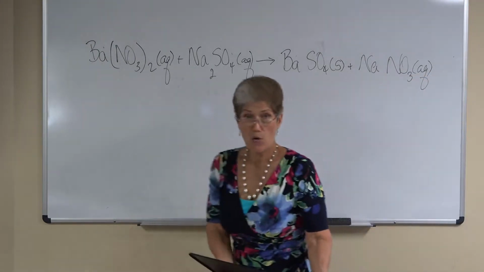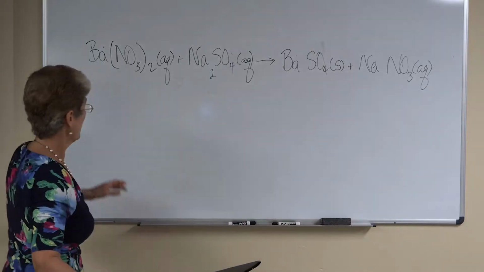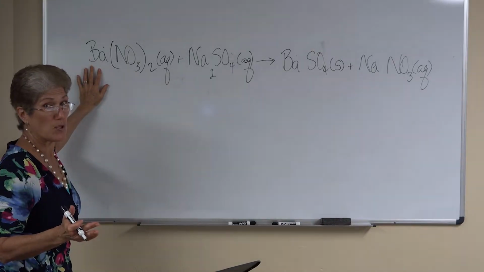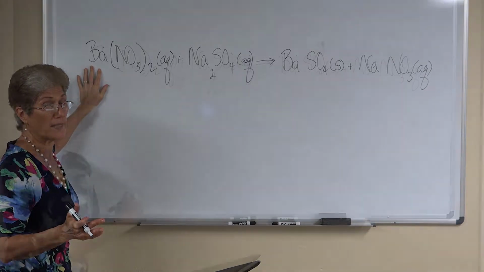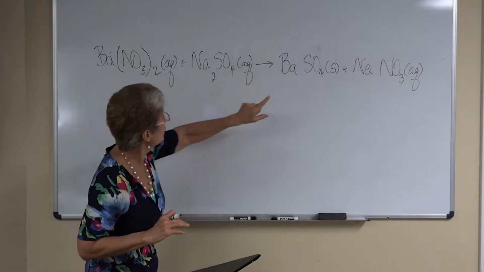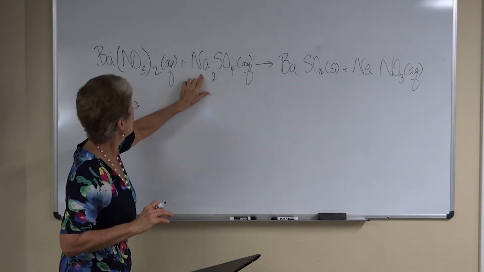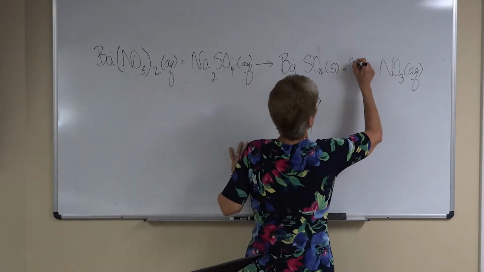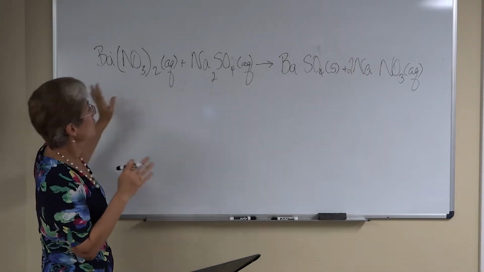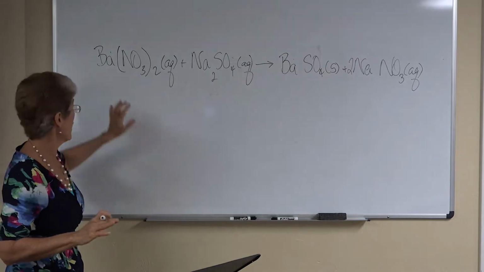Okay, so now we have to go about balancing this. I always start from left to right. It doesn't always work out really well, but I start from left to right. So we have 1 barium, 1 barium. We have 1 sulfate, 1 sulfate. We have 2 sodiums, so I'm going to come down here and put a 2 here. And we have 2 nitrates. So we only made 1 change, but let's check it.